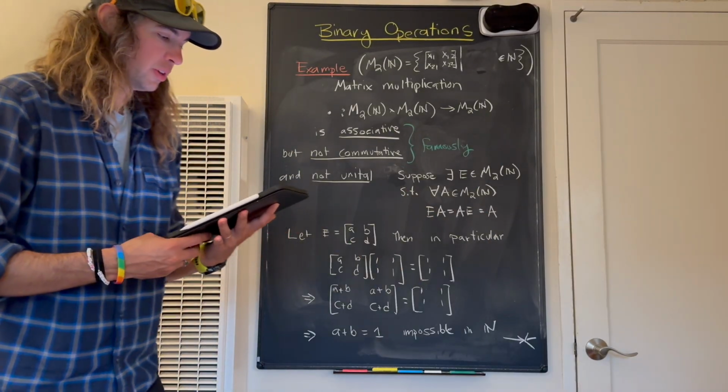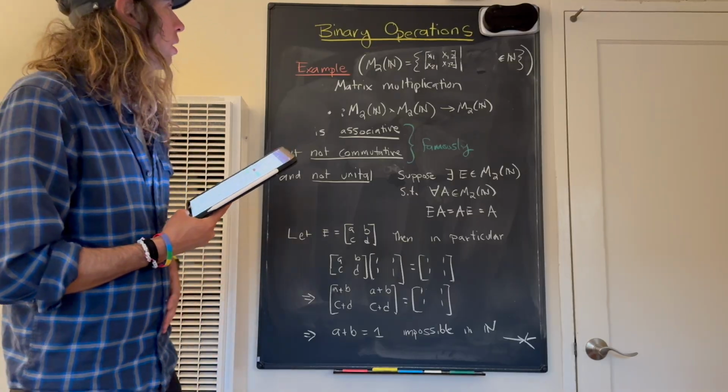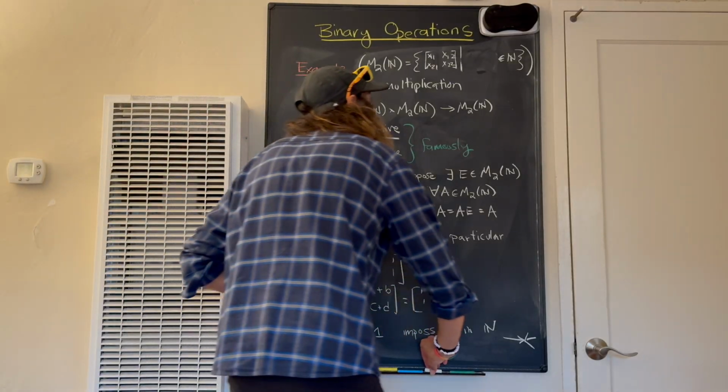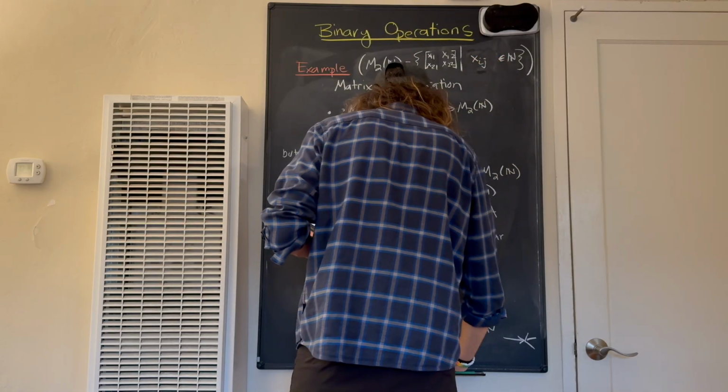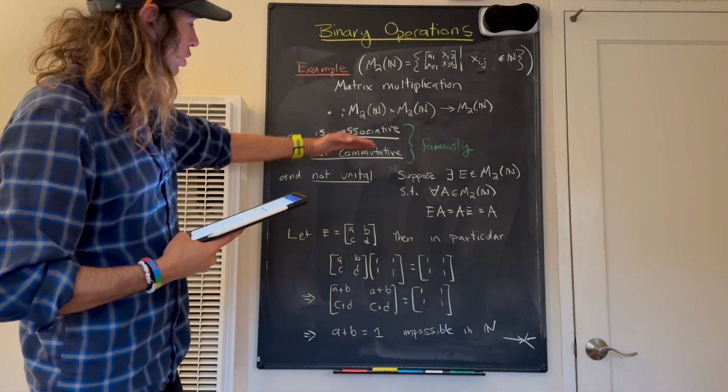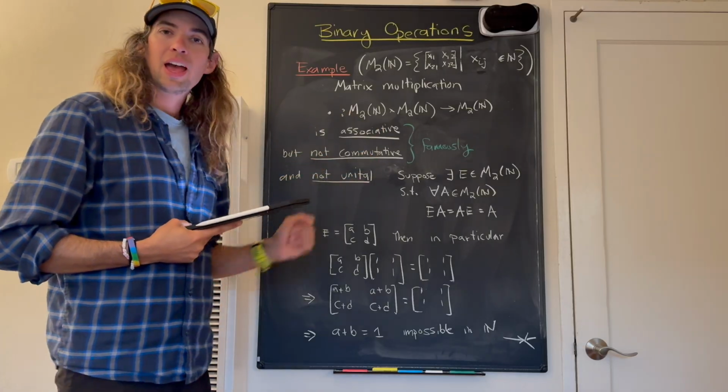All right, okay, so here is the next example. Okay, so the next example is a binary operation which is associative, but not commutative and not unital.